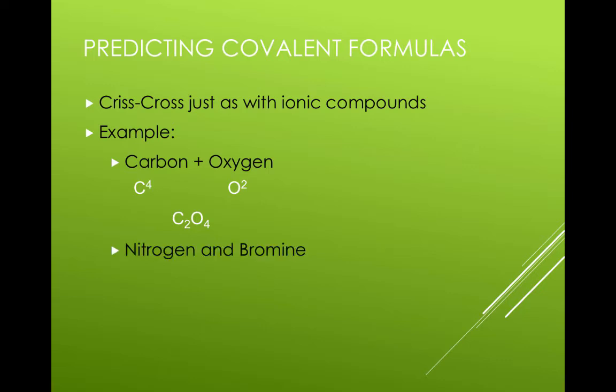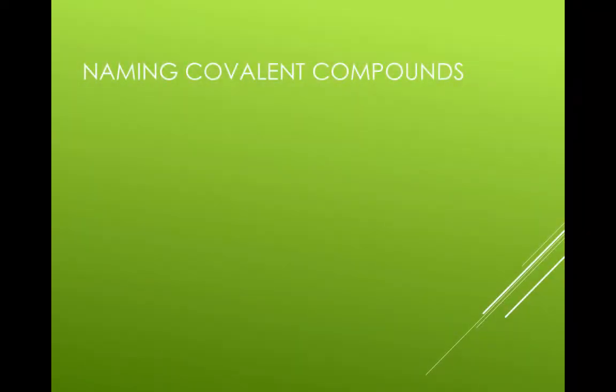Let's look at nitrogen and bromine, two nonmetals. Nitrogen has a combining capacity of 3, and bromine has a combining capacity of 1. Crisscrossing, we get NBr3. Sulfur and fluorine are both nonmetals as well. Sulfur has an oxidation number of 2, and fluorine has an oxidation number of 1. Crisscrossing, we get SF2.